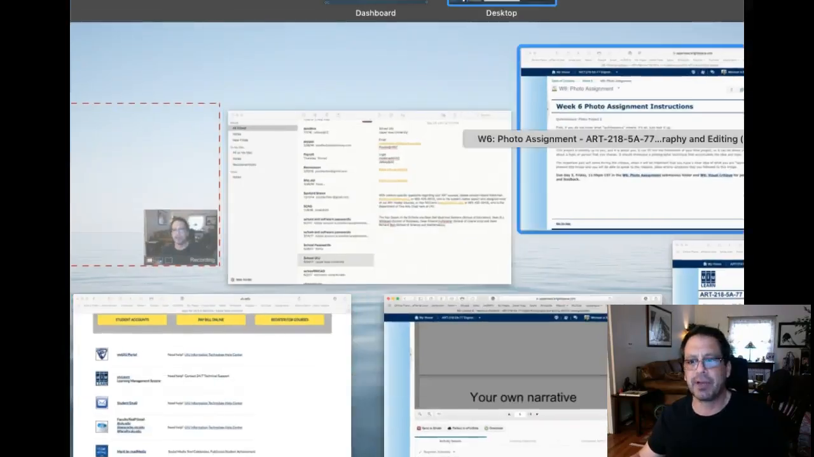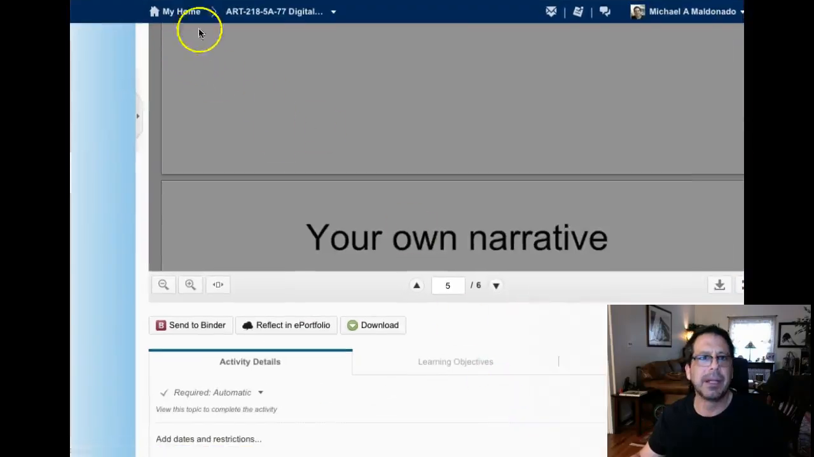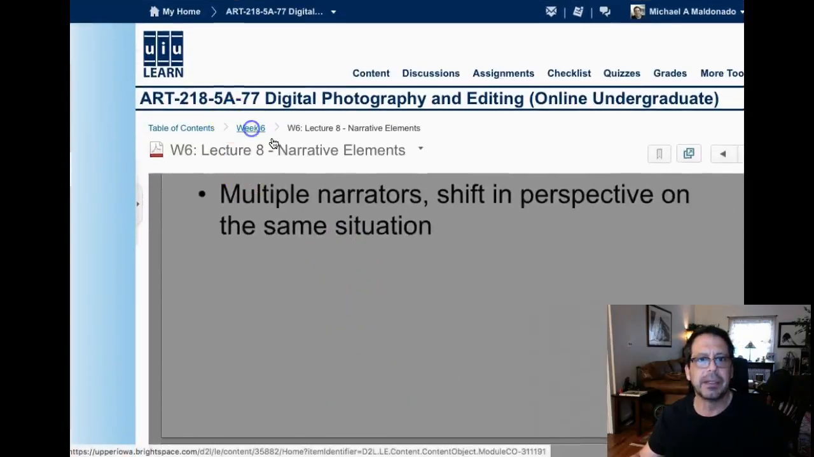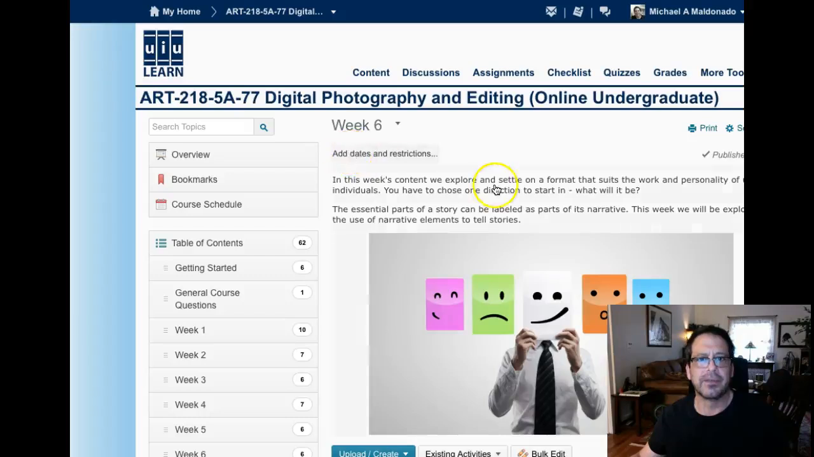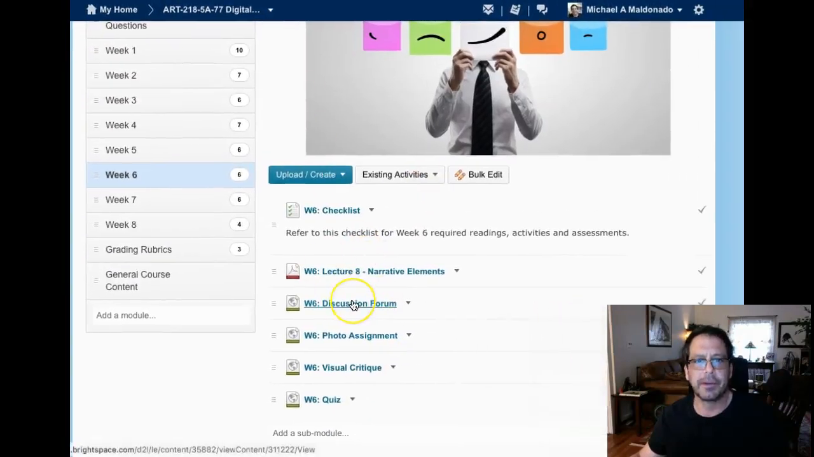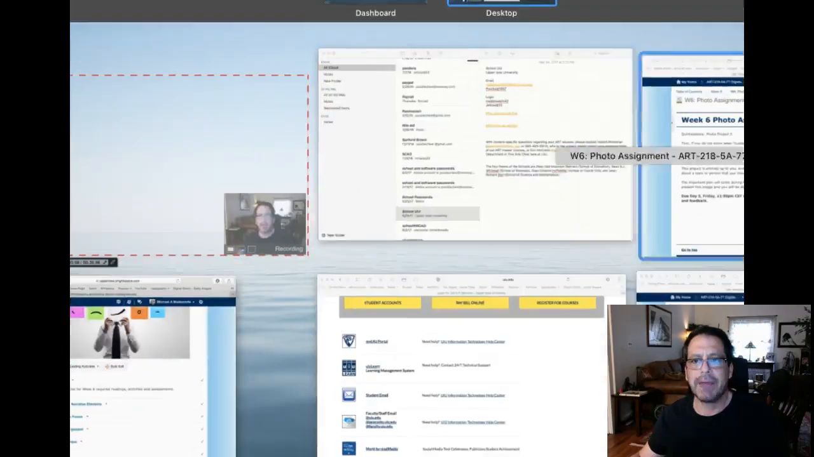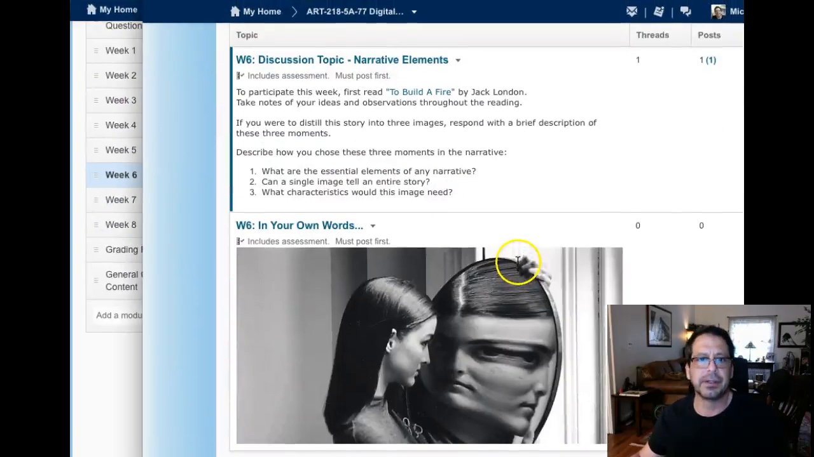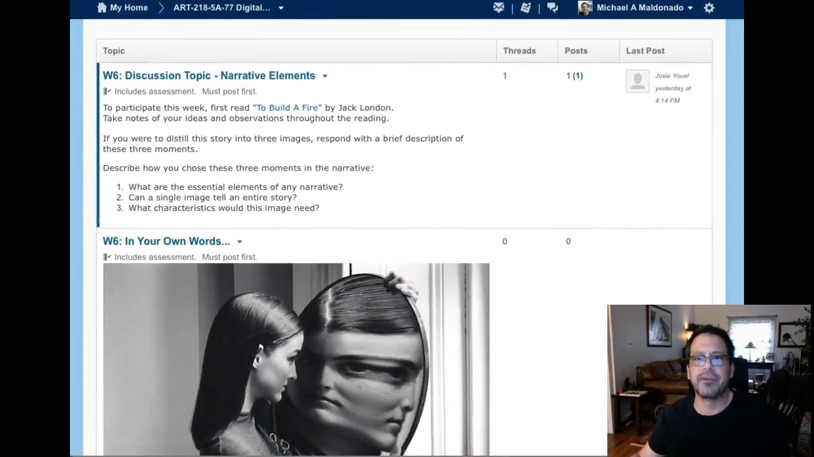Okay, now we have the week 6 photo assignment. Let's go back here to our list for week 6, and then the discussion forum for week 6. I have got those open over here. Oh, they're pretty straightforward. Same thing we've been doing. Narrative elements.